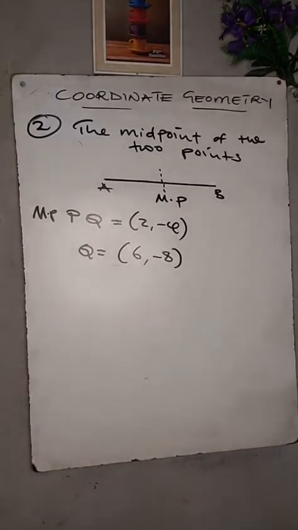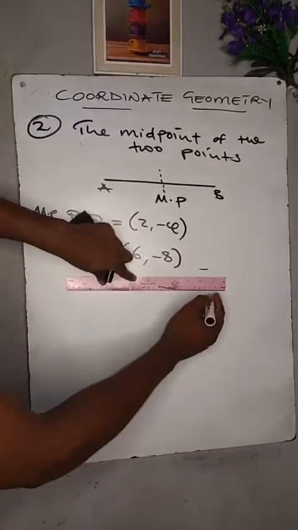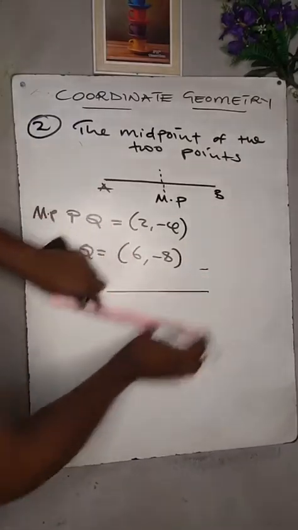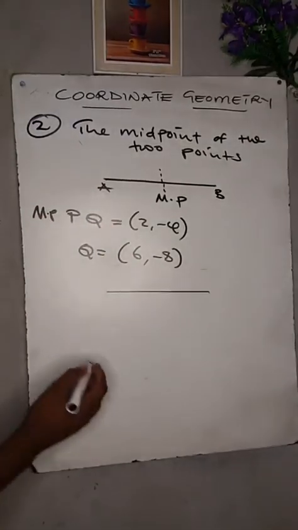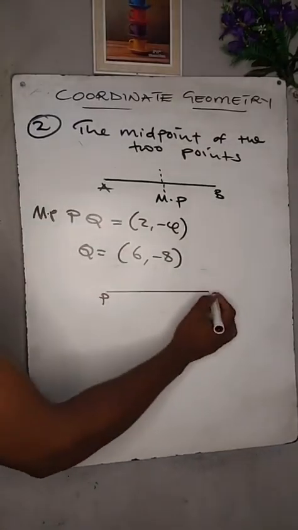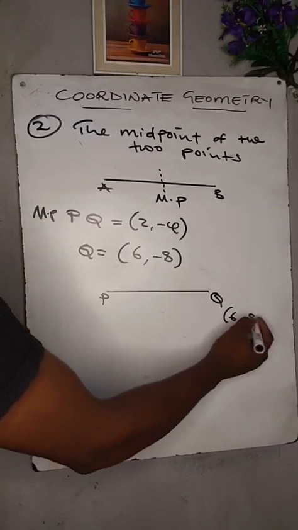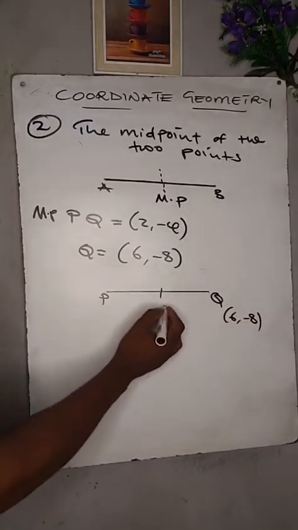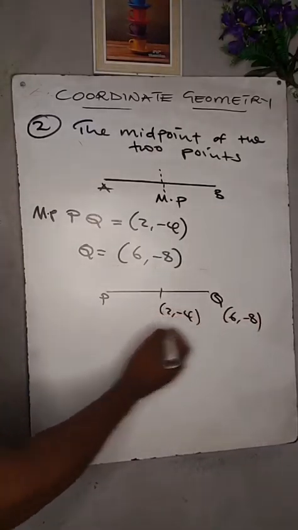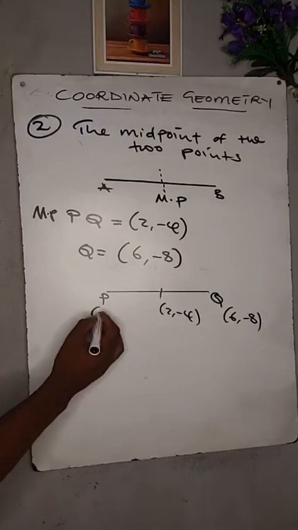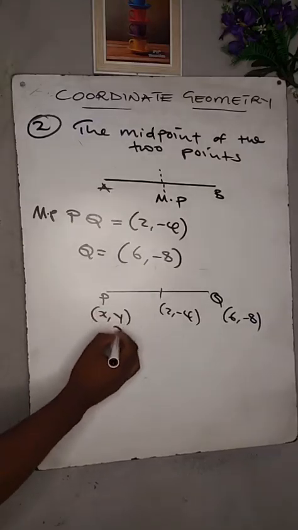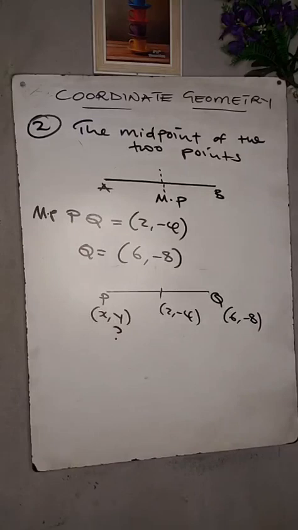We have a straight line. So we have a P and we have a Q. For Q, we have 6, -8. Then for the midpoint, we have 2, -4. What we don't have is P. So what they want us to find now is the P. How do we find P?